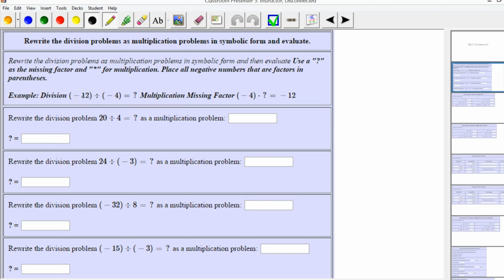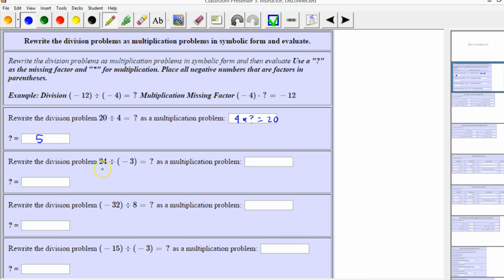So the first one, we have 20 divided by 4 equals some number. Well, that's the same as asking 4, use an asterisk for multiplication on your computer keyboard, and that's Shift 8, times what number gives me 20. So then you could think of what is that missing factor, and this may be the way you already think of division. So 4 times what number gives me 20?